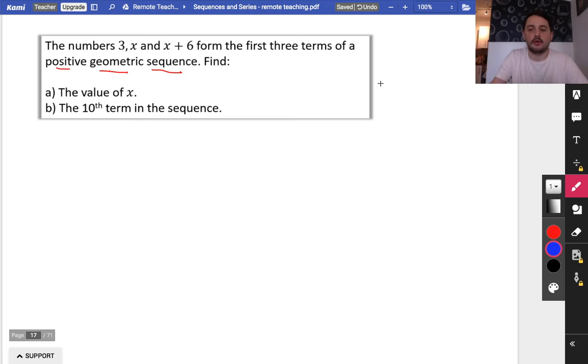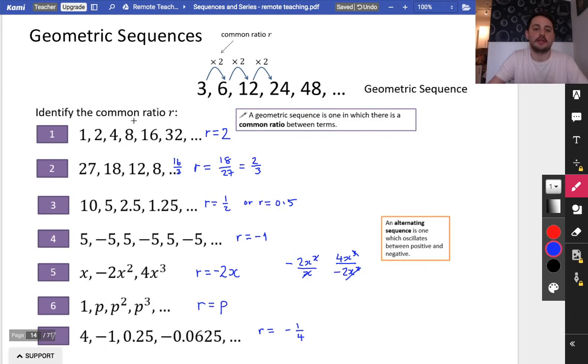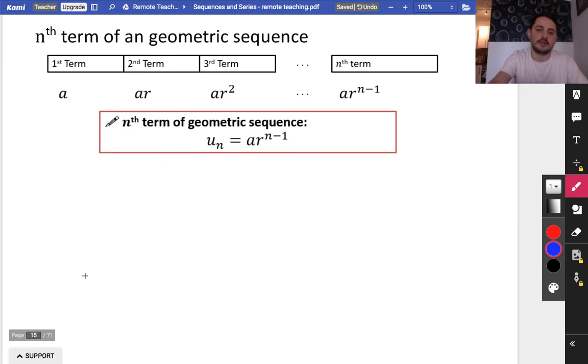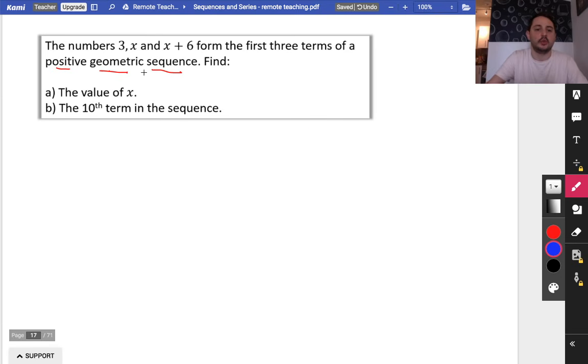Well, have a think about how we found the common ratio on this. This one, we did this one divided by this. And we did this one divided by this. So you can use that same technique to find the common ratio. We know that the common ratio for this is going to be x divided by 3. We're doing this one divided by this one. But we also know that the common ratio is x plus 6 divided by x. So this divided by this and this divided by this, because it's the common ratio, they have to be the same as each other.